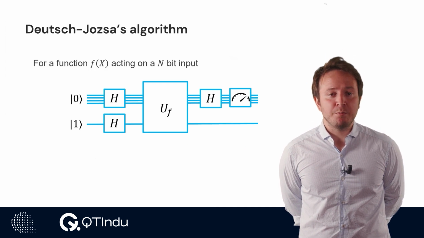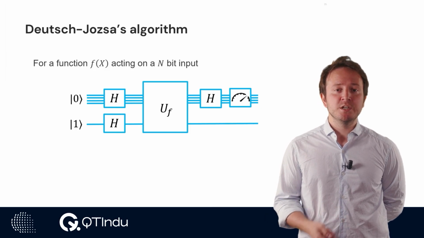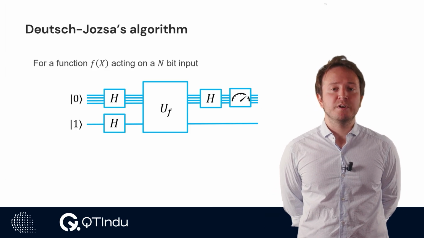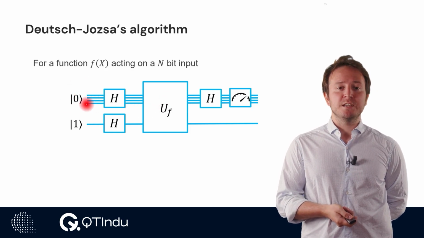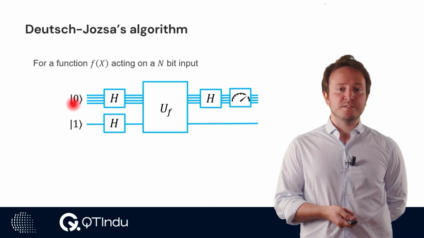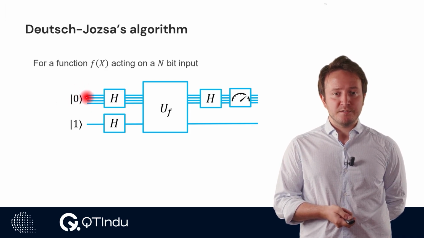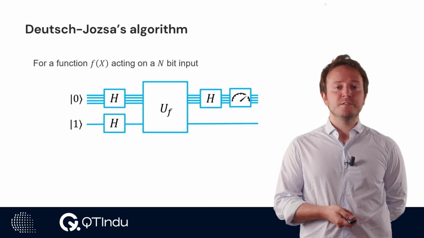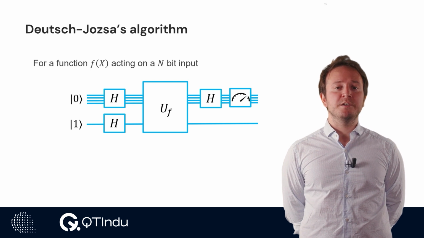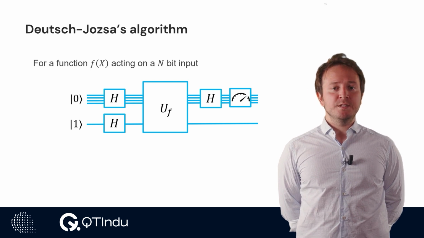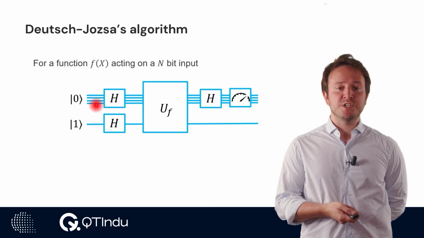Let us now see what happens when, instead of taking as an input a single-bit registry, we take an n-bit input registry. So in this case, we initialize the registry as a tensor product of 0 states. This 0 over here has to be meant as the decimal number 0, where all the bits are in the 0 state. Then essentially, we apply the same circuit, just generalized to this more general input registry.